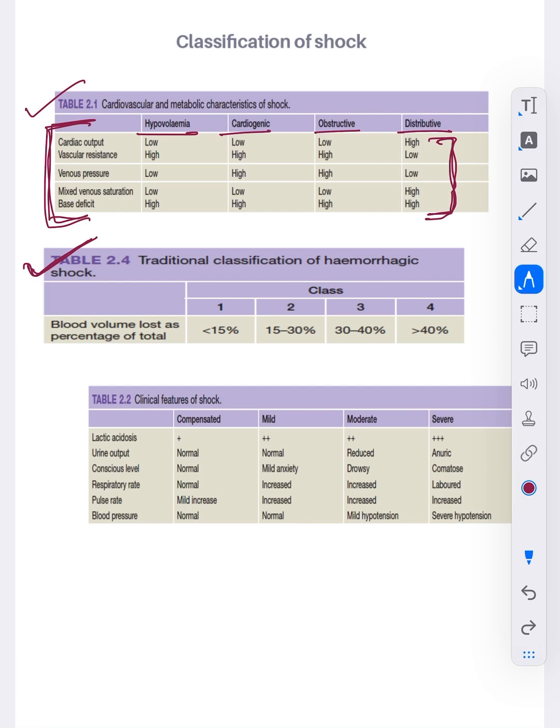What happens in class 1 shock, what is the volume of the blood lost in class 1 shock, class 2, class 3, class 4: less than 15%, 15 to 30%, 30 to 40%, more than 40%. I will share a separate table for this classification. There are so many other parameters also that you need to remember here. I will also list the important questions that are asked from this table in a separate video. Okay, this and this.